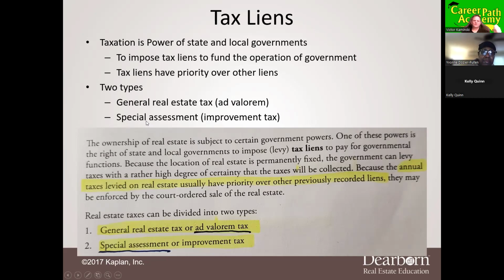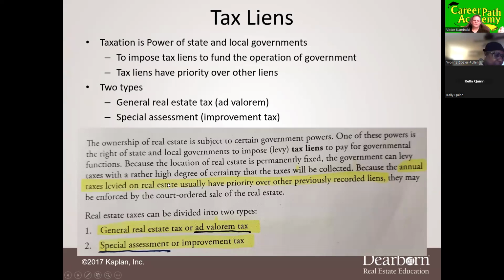And then we have the special assessment tax, which is an improvement tax. All right, so it's not for, once again, improvements that you do to your house. It's for improvements the municipality does around the area of your house. And only the homes in the area of those improvements will be charged this special assessment tax. They can pay it all at once or over time.